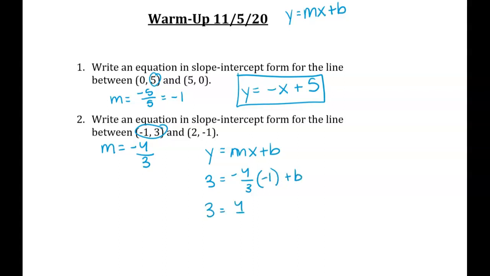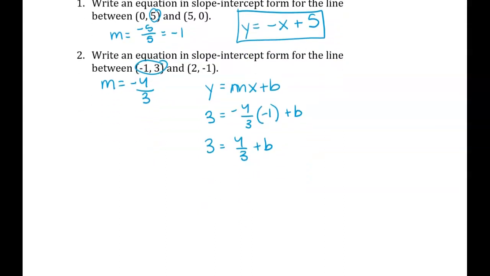3 equals 4/3 plus b. So b is 3 minus 4/3. If you think of this as 9/3, it's 4/3 plus b. So 9/3 equals 4/3 plus b. If you subtract 4/3 from 9/3, you get 5/3. So then our slope is negative 4/3. Our y-intercept is 5/3. So our answer is y equals negative 4/3 x plus 5/3.